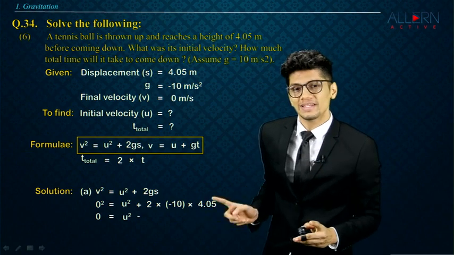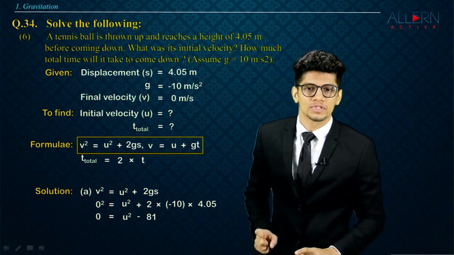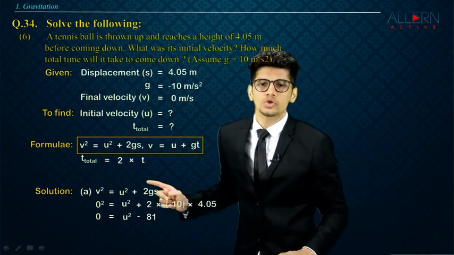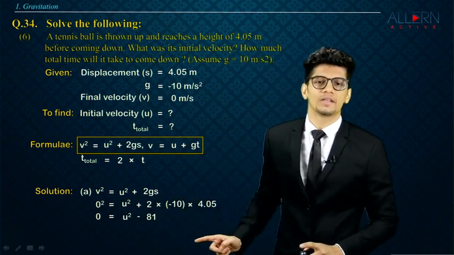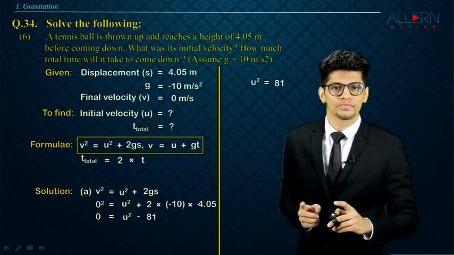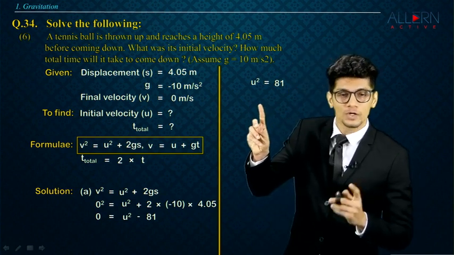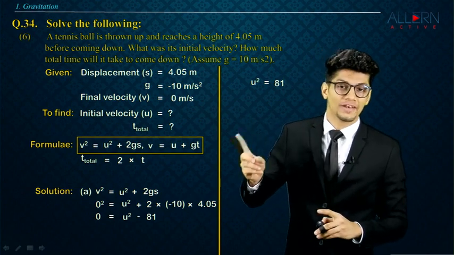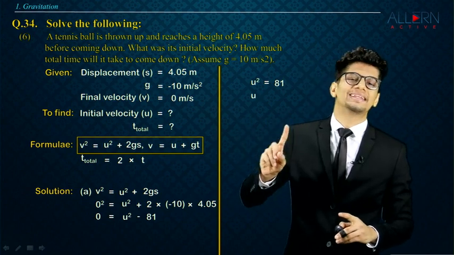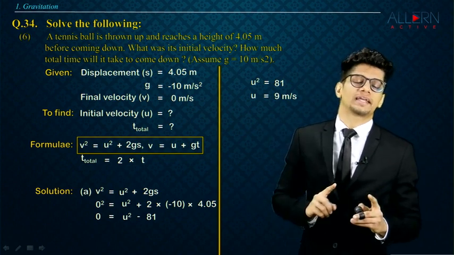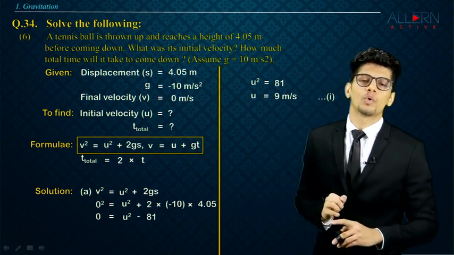I hope you've got the answer as 81. So you have u square minus 81. So minus 81 goes to the left hand side, becomes plus 81. So we have u square is equal to 81. Now since this is u square, to find the value of u, what should we do? We should take the square root, and u will be equal to 9. So we have the value of u as 9 meters per second. Let this be equation number 1.